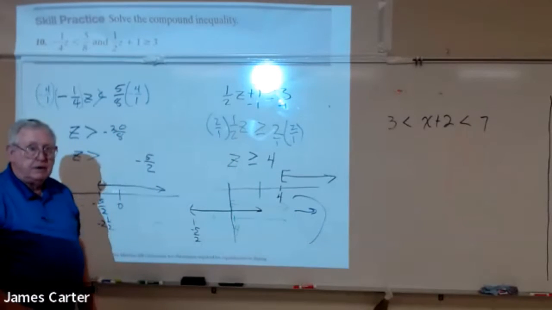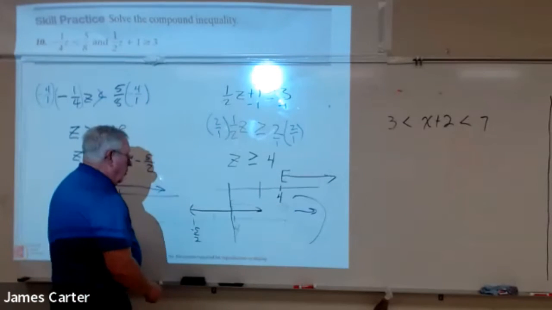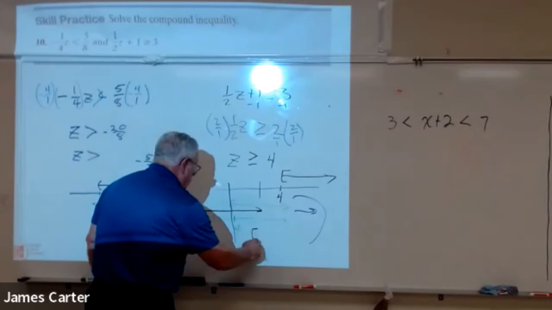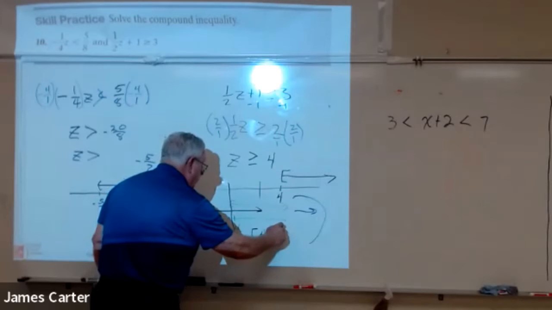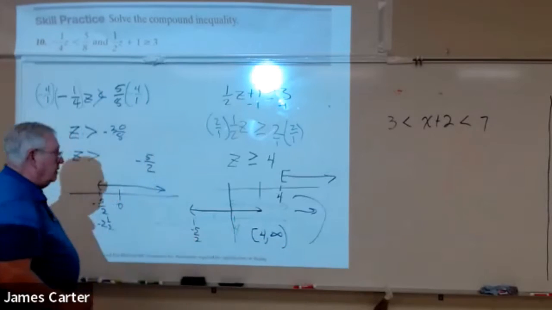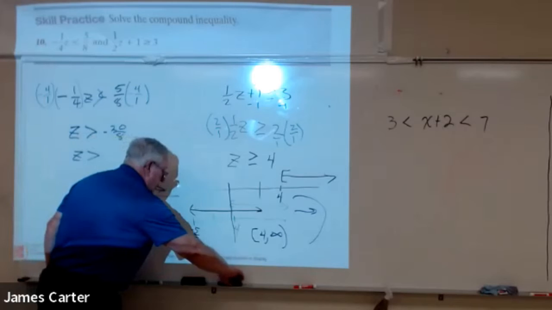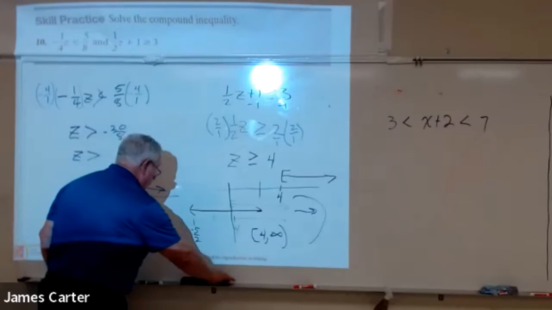Okay? Because both of these go forever. What is my interval notation? Inclusive 4 to infinity. Okay? Question about that one? Oh, guess I better erase.